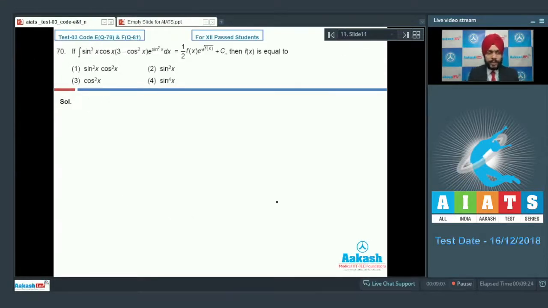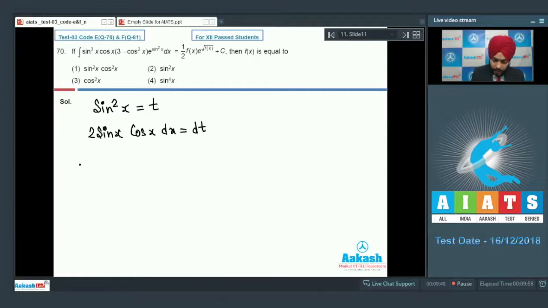Talking about question number 70, it says that if the integral of sine cube x into cos x into (3 minus cos square x) into e raised to the power sine square x dx is equal to 1 by 2 into f(x) into e raised to the power root f(x), then what is f(x) equal to? Students, if we put sine square x as t over here because it is e raised to the power sine square x, we'll hopefully manage the other terms. So if sine square x is t, 2 sine x into cos x dx is dt.